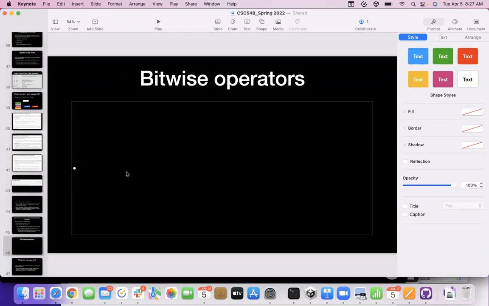All right, anybody heard of bitwise operators before? And what are they? Can anybody tell me what the bitwise operators are? Got nothing? We got a lively group.